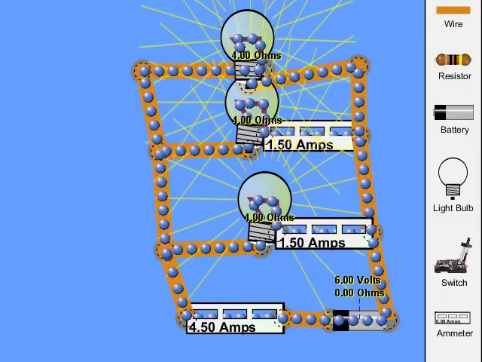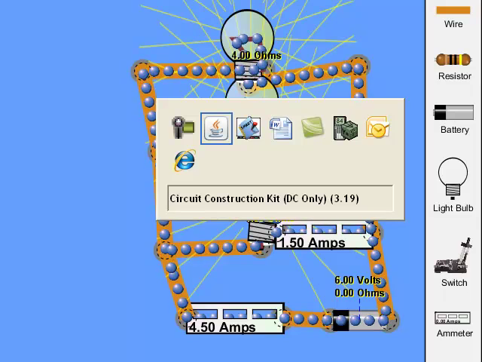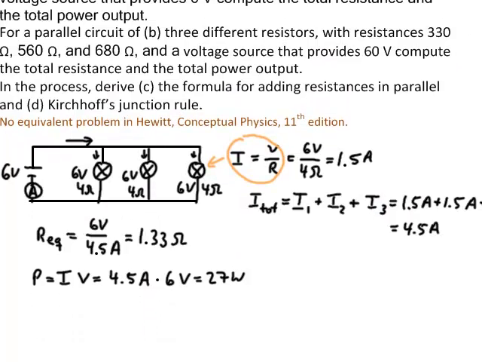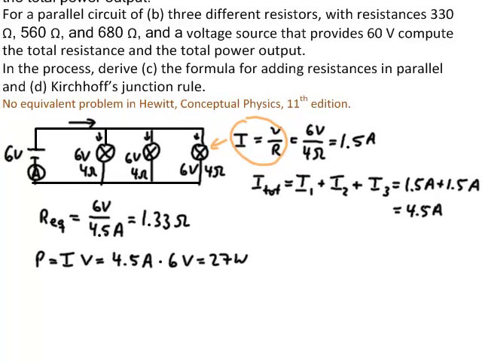Okay, let's go back to the other part of the problem. So here it says, for a parallel circuit of 3 different resistors with resistances 330 ohms, 560 ohms, and 680 ohms, and a voltage source that provides 60 volts, compute the total resistance and the total power output. So the circuit is going to look as such.